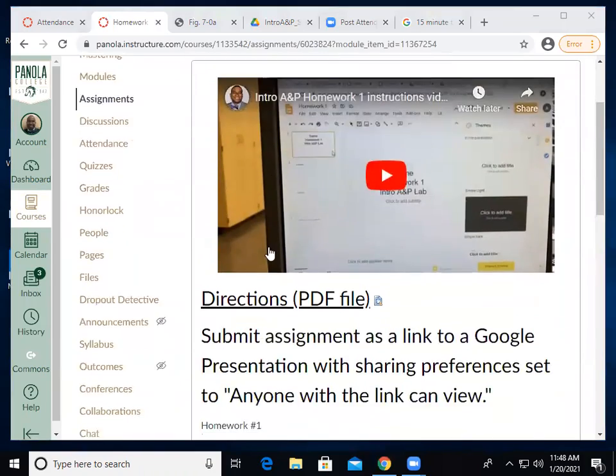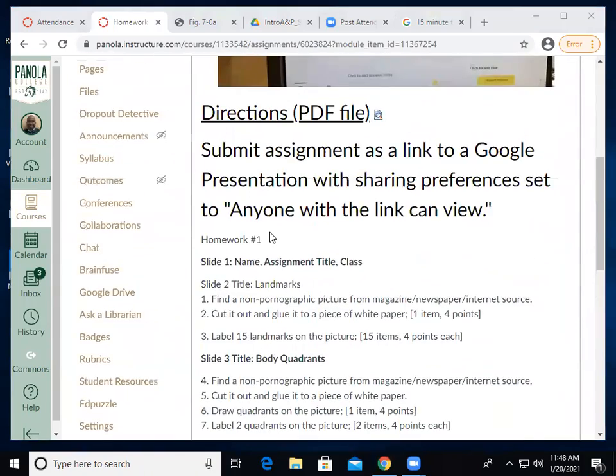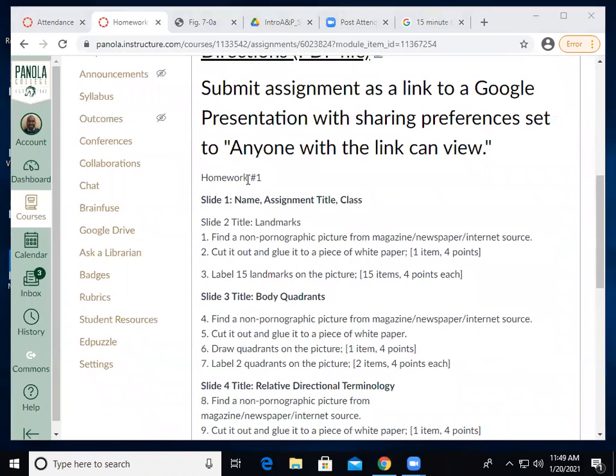All right. So basically, you're going to create a Google presentation. All of you have a Google account that comes with your Panola College email address. So you'll go to create a Google presentation, and you need to share it. Set the sharing preferences to anyone with the link can view. You're going to have 4 slides. First slide is your name, assignment title, homework 1, and your class, biology 2404.